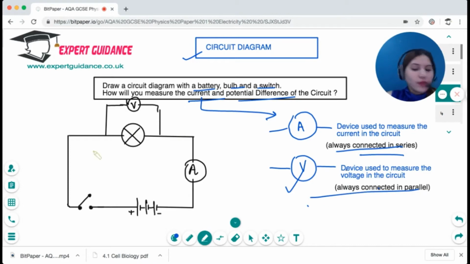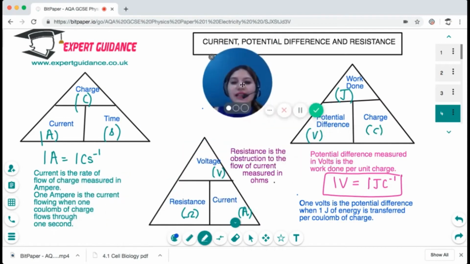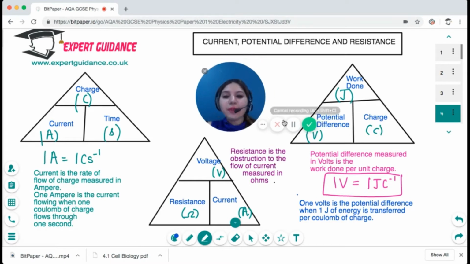So what we will do is, this is the switch, then this is the battery, then this is a bulb. The voltmeter is connected in parallel and the ammeter is connected next to it in series. Okay, so I hope this diagram is crystal clear to you. And always remember, ammeter in series and voltmeter in parallel. That is very, very important. Now let us look at the very important triangles or the formulas that you need to remember.